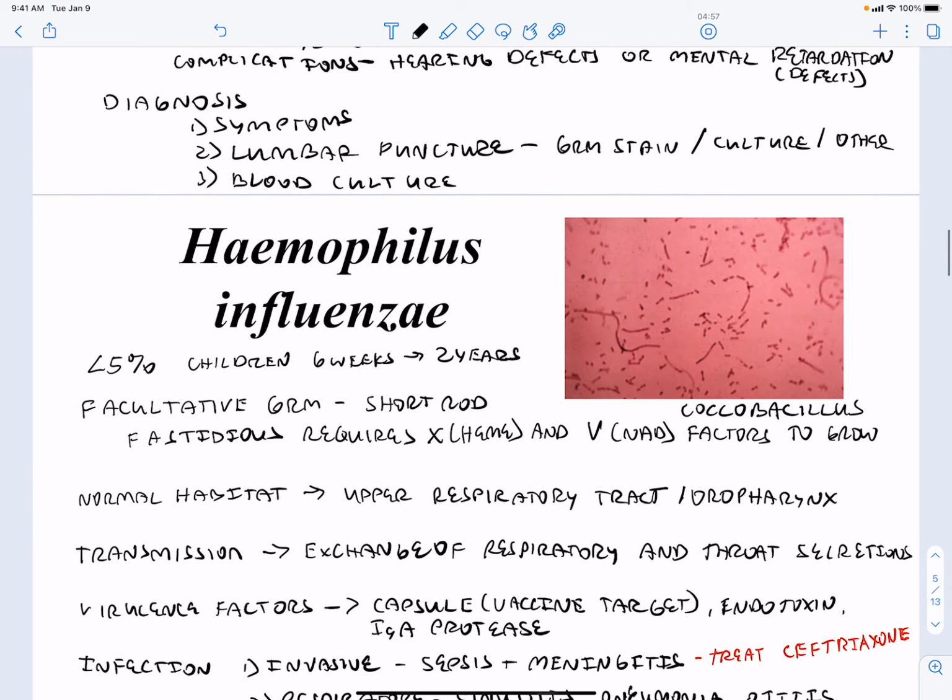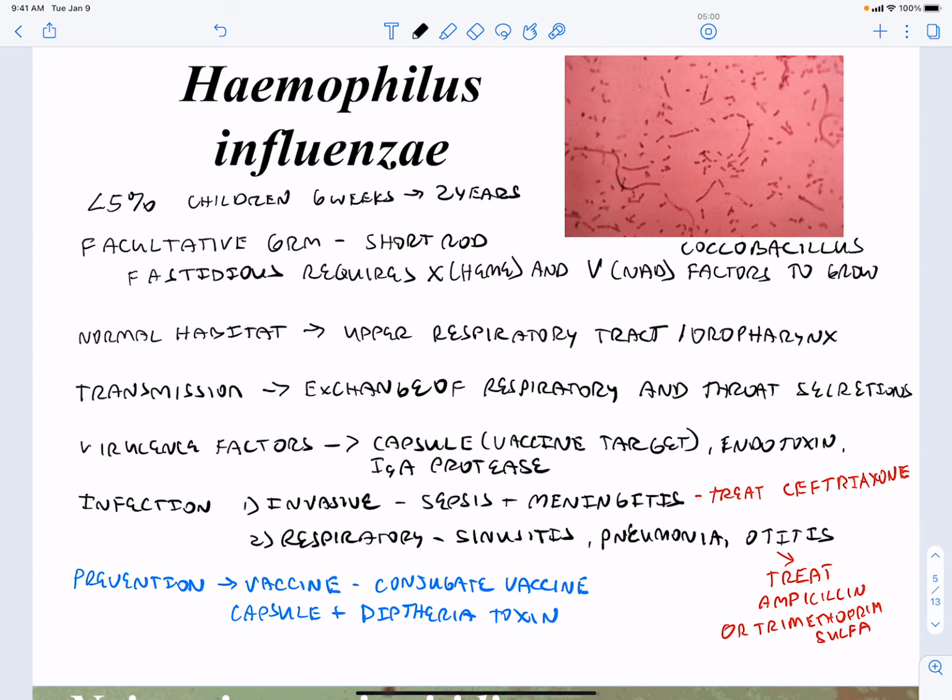Now, let's talk about a few of these. We have Hemophilus influenzae. Hemophilus influenzae now has a vaccine. It used to be a leading cause of meningitis, especially in young children. Because of the vaccine, it is no longer a prevalent cause of meningitis, but it still can cause meningitis in children that are very young. And typically it's a Hemophilus species that's not included in the vaccine.